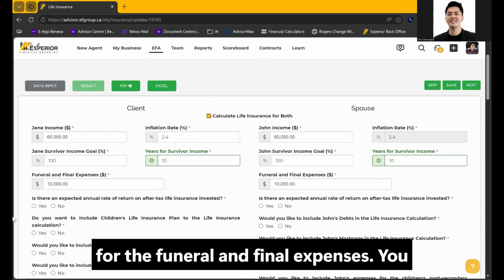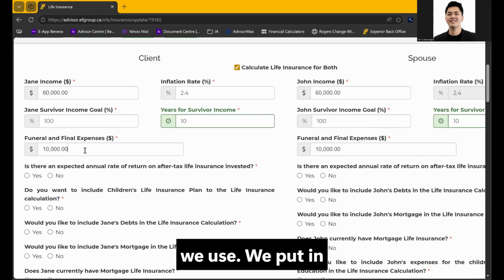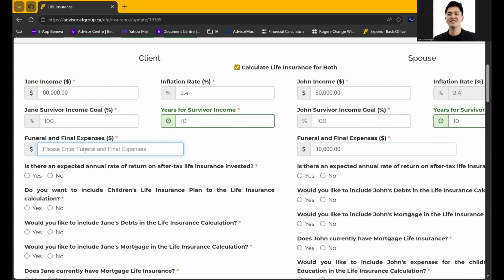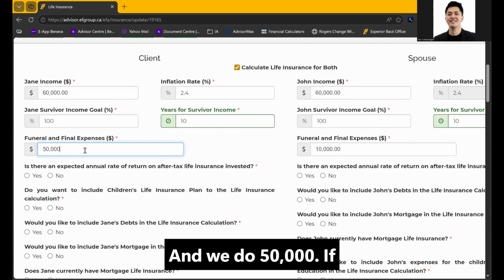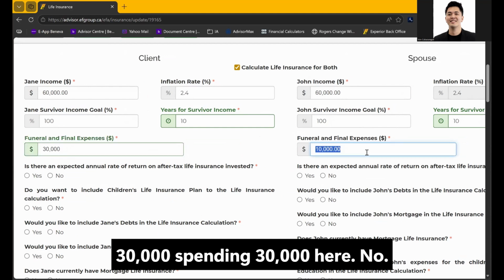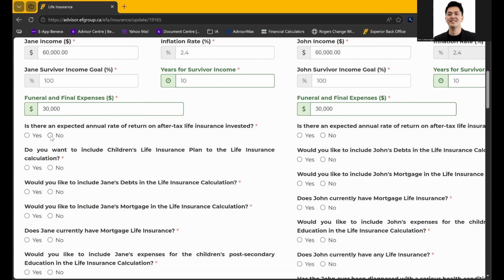And then as for the funeral and final expenses, you will ask them. There's a default that we use. We put in 30,000 if they want cremation. And we do 50,000 if they want to do the standard coffin. Okay. So let's say they want to be cremated, 30,000. Just put in 30,000 here. Now, is there an expected annual rate of return on after-tax life insurance invested? We're going to put in no here.